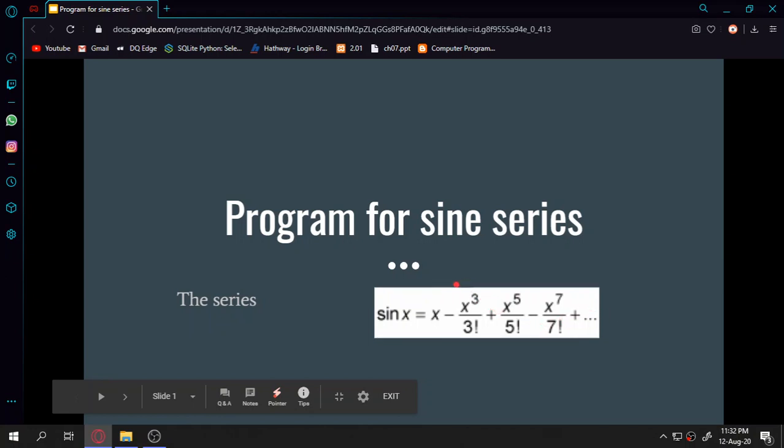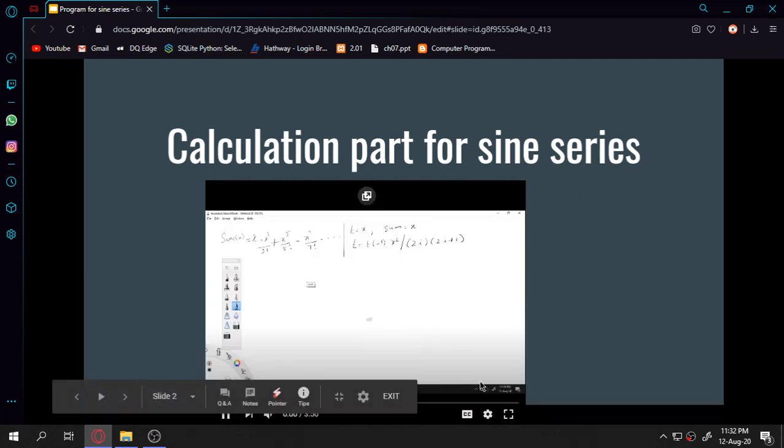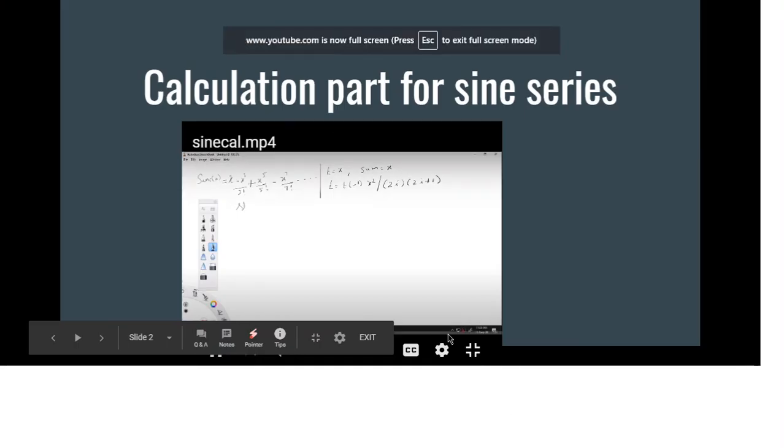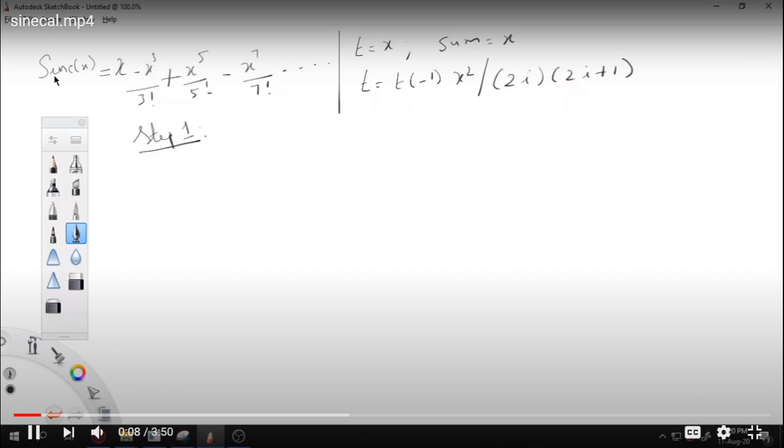Now let us see the logic of this calculation. I'll show you how this logic goes. How do we find the terms? Listen here. This is the series: sin x = x - x cube by 3 factorial + x power 5 by 5 factorial - x power 7 by 7 factorial. Initially in our program we have assigned t = x and sum = x, because the series starts with x. So we take the first term as the sum, and the sum is also x. So t = x and sum = x.